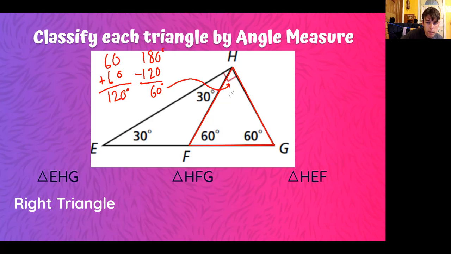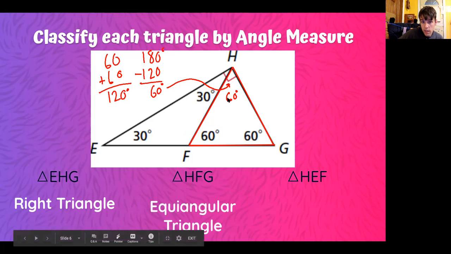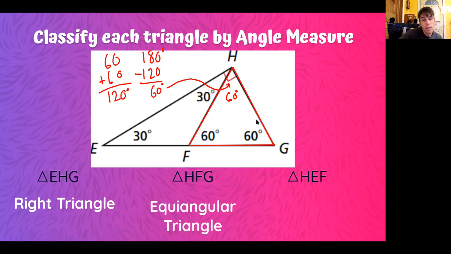A couple other ways we can come up with that, but that's fine. So in this case, we have all three that are 60-degree angles. That makes this one most specifically an equiangular triangle. All the angles are equal, but it could also be called an acute triangle, right? Because all of these are less than 90 degrees.